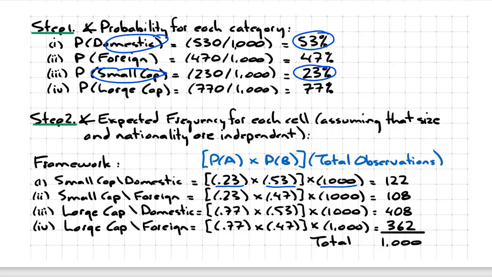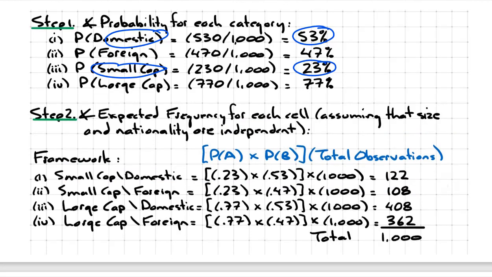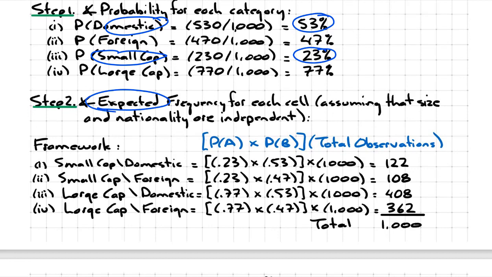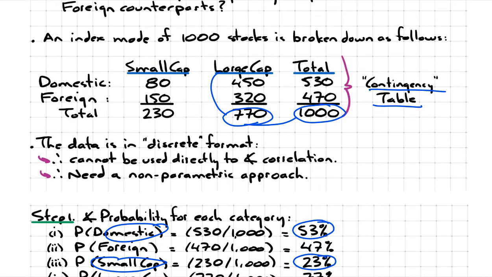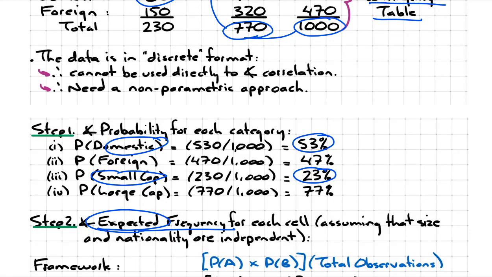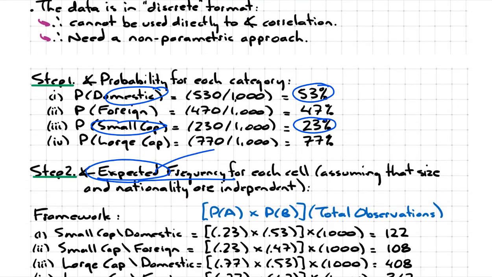Let's do the other ones just so we get the hang of this. Well, what is the expected frequency? And let me just stop right there. We have actual values. So what we're doing here is we're comparing the actual number of observations with the expected number of observations if these parameters were independent, namely company size and nation of origin.